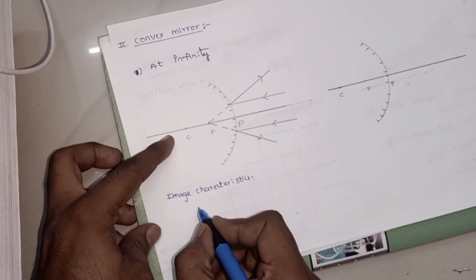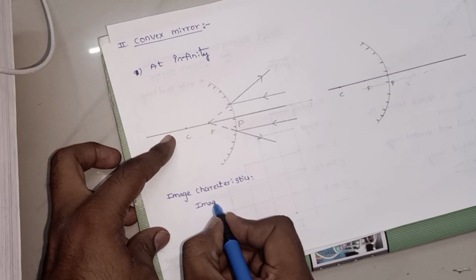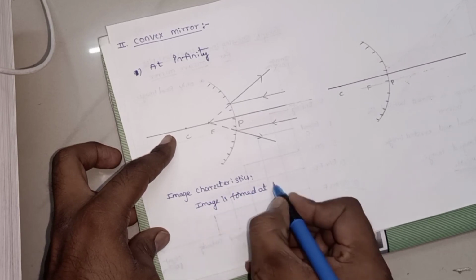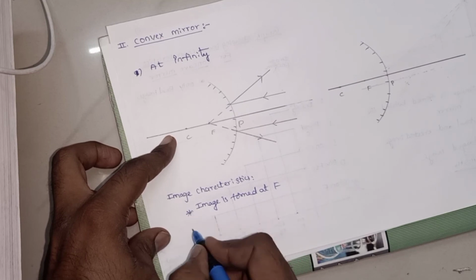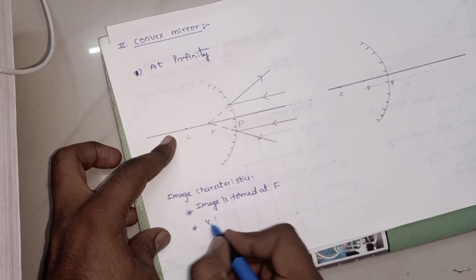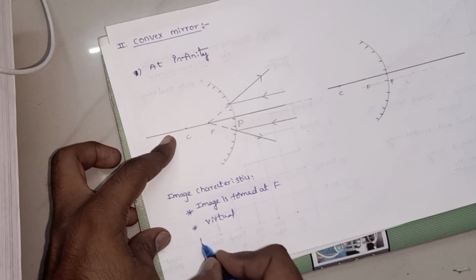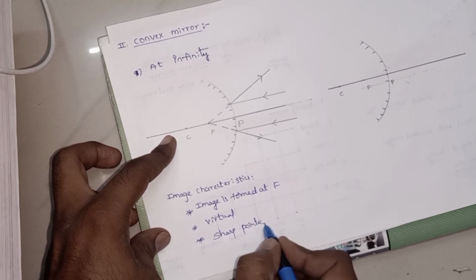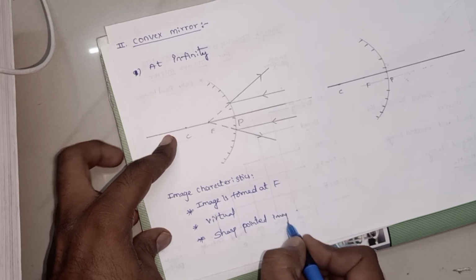So here the reflected rays are diverging rays, so the control rays will form the image. So where is the image formed? Image is formed at focus. And which kind of image? It is the virtual image and sharp pointed image.